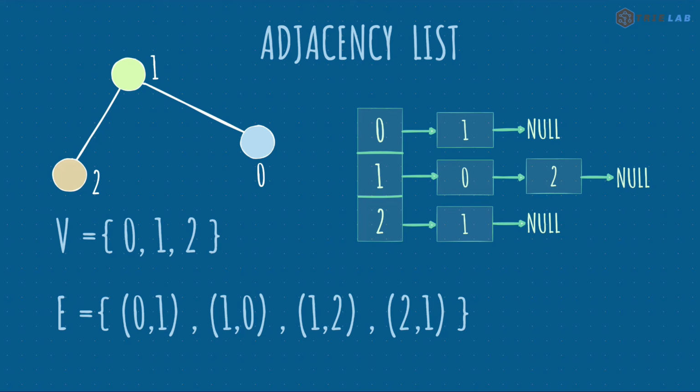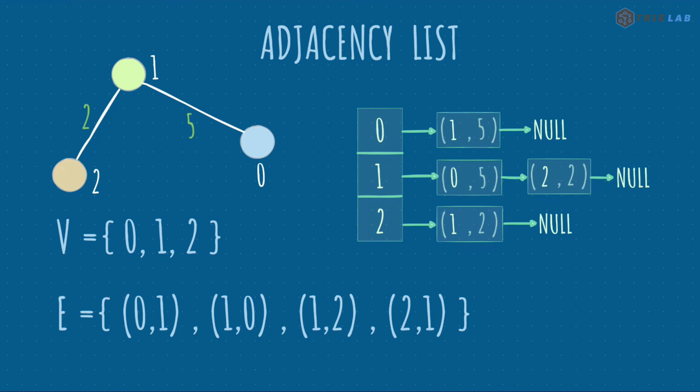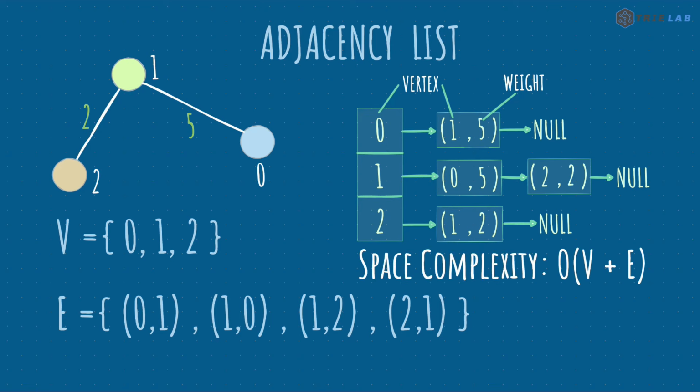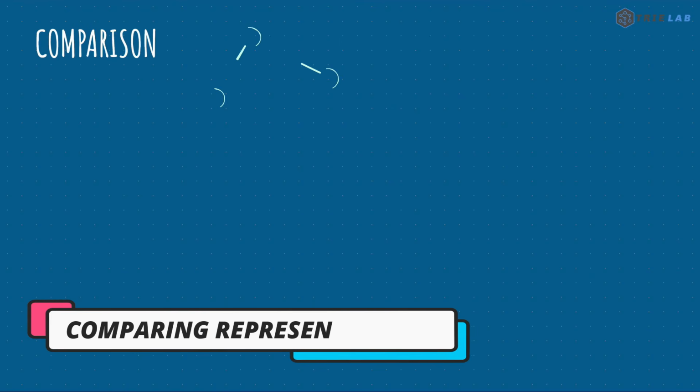Now, if we have a weighted graph, we can store the weight along with the vertex in the linked list nodes as well. One major benefit of having an adjacency list is that the space complexity is O(V + E), since we have a dedicated linked list for each of the vertices, and each of the nodes in the linked list represents an edge. But let us actually compare these two representations to get a better idea of when to use what.